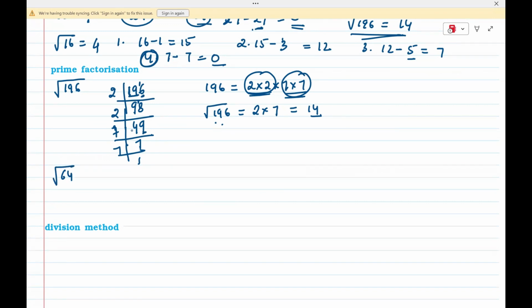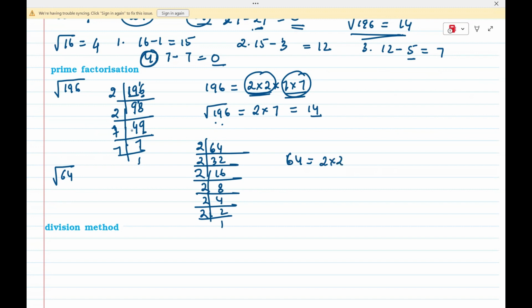Again, do prime factorization. So when I take 64, 2 3s are 6, 2 2s are 4. Again by 2 will give you 16. Again by 2 will give you 8. By 2, 4. Again by 2, 2 2s are 4, and then 2 1s are 2. How many 2s do I have? 6. So the prime factorization of 64 is 2 written 6 times: 1, 2, 3, 4, 5, and 6.